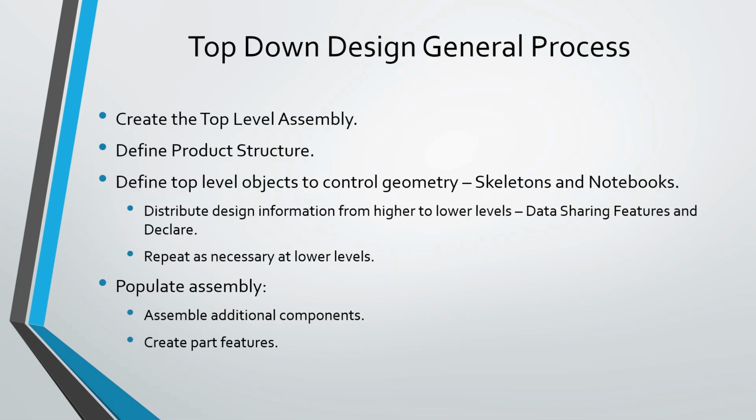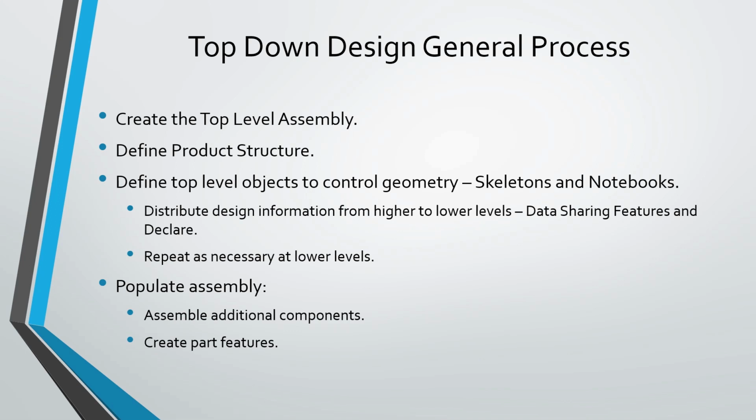So let's take a look at the general process for top-down design. Again, usually you're starting by creating the top-level assembly first. You're saying, hey, this is our product. Let's create that. And then within the top level assembly, you're going to define the product structure. You're going to lay out the different sub-assemblies and then sub-assemblies within sub-assemblies, any different parts you have in the sub-assemblies, or maybe even at the top level. Essentially, you're starting out by laying out the bill of materials so you have a plan of what you need to design in order to build your product.